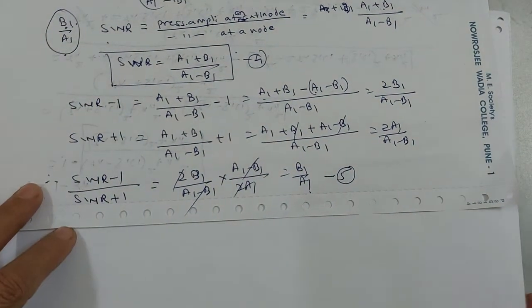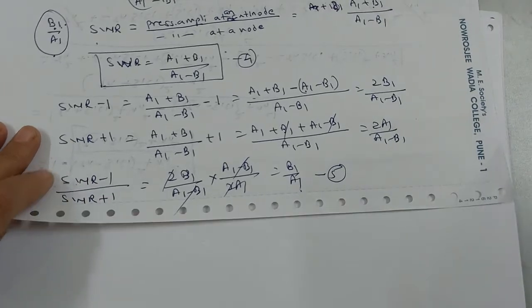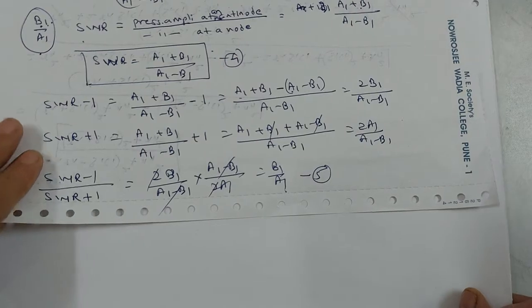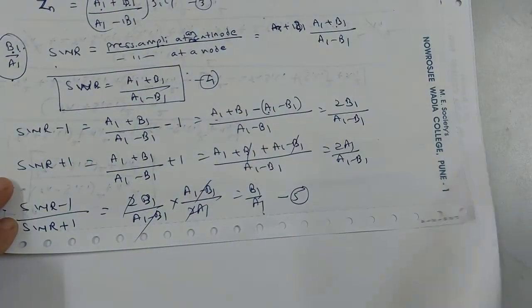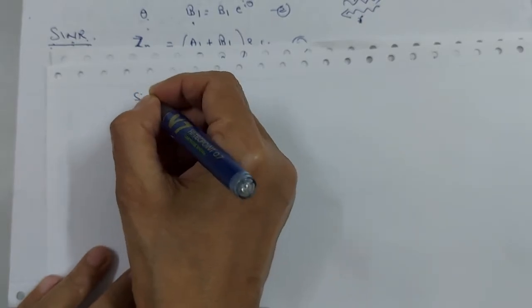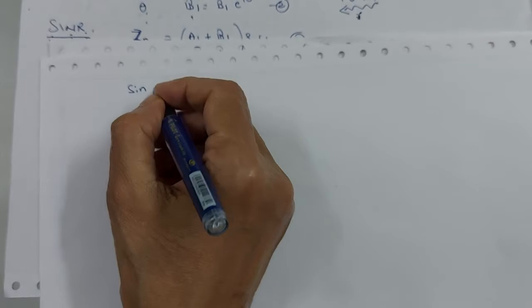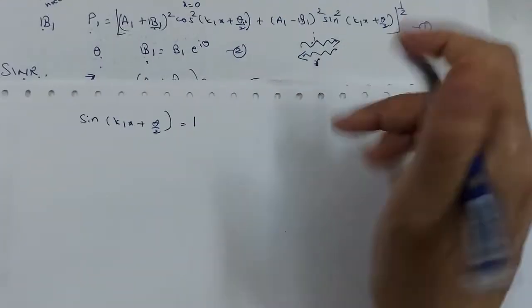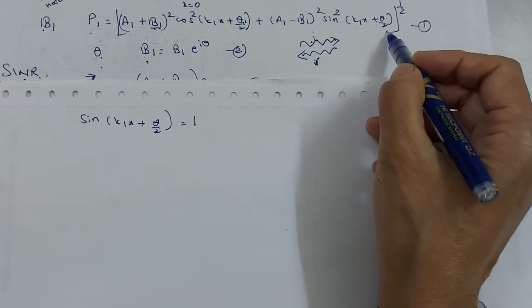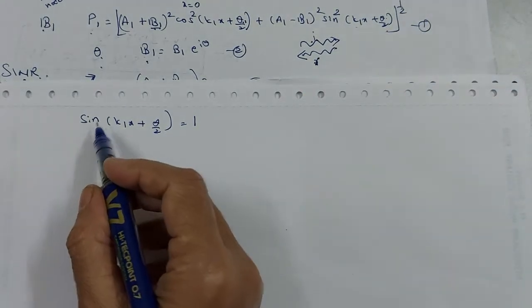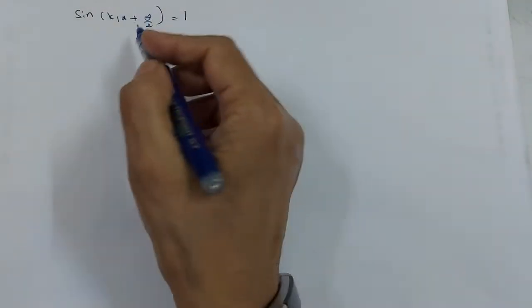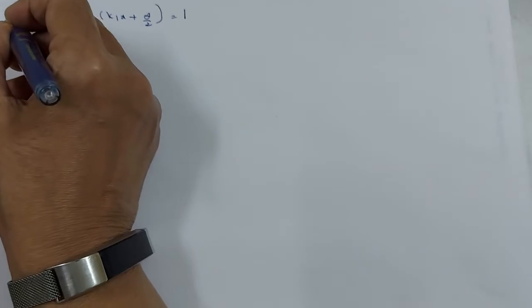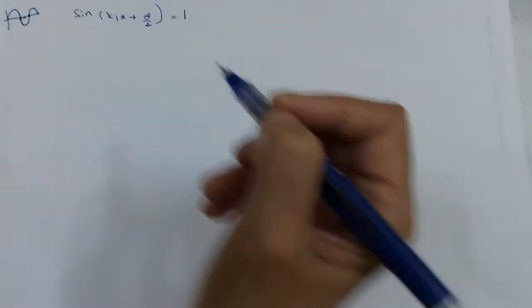Fine. Earlier we have seen that all nodes will be located at coordinate positions such that sine square of (k1x plus theta by 2) is equal to 1. Knowing the value of theta, I can just take the sine and need not take sine square. So sine of (k1x plus theta by 2) is equal to 0. This is for the nodes, because the sine wave is like this. That's the reason I took it this way.